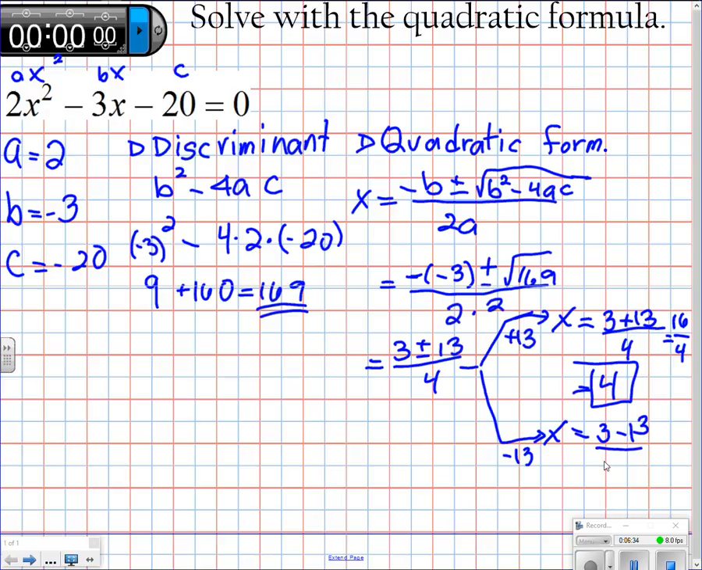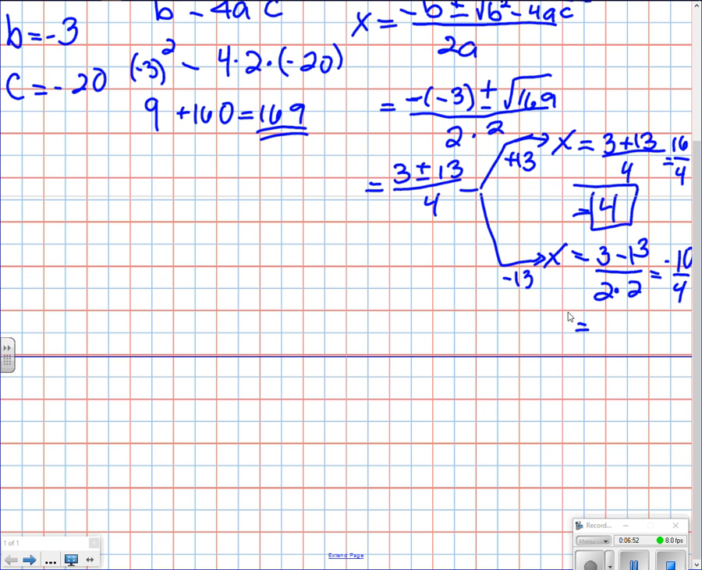Divide by 2 times a, and a is 2. 3 minus 13 will give you negative 10, and 2 times 2 will give you 4. Okay, once again, we have the same problem. We have an improper fraction, and that is because the number on top is larger than the number in the bottom. How many times can 4 go into 10? 2. And 4 times 2 will give you 8.